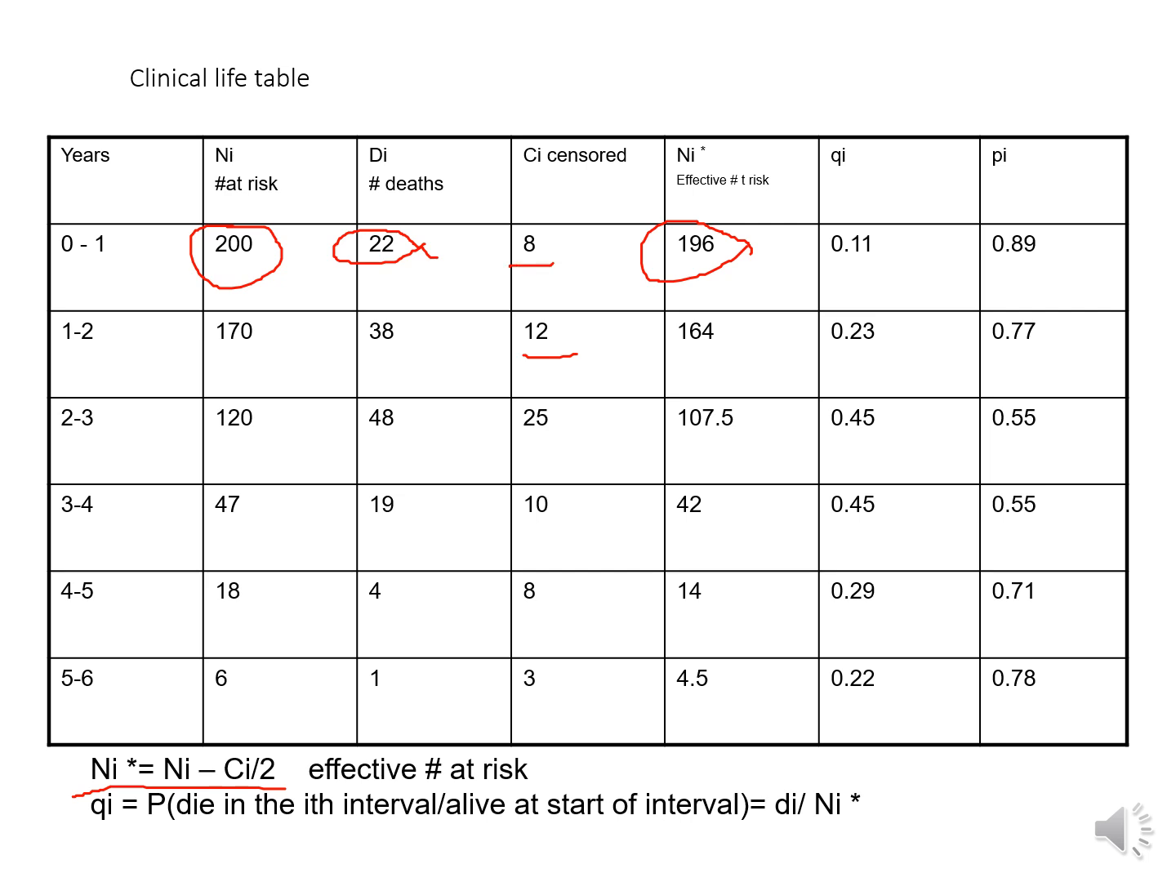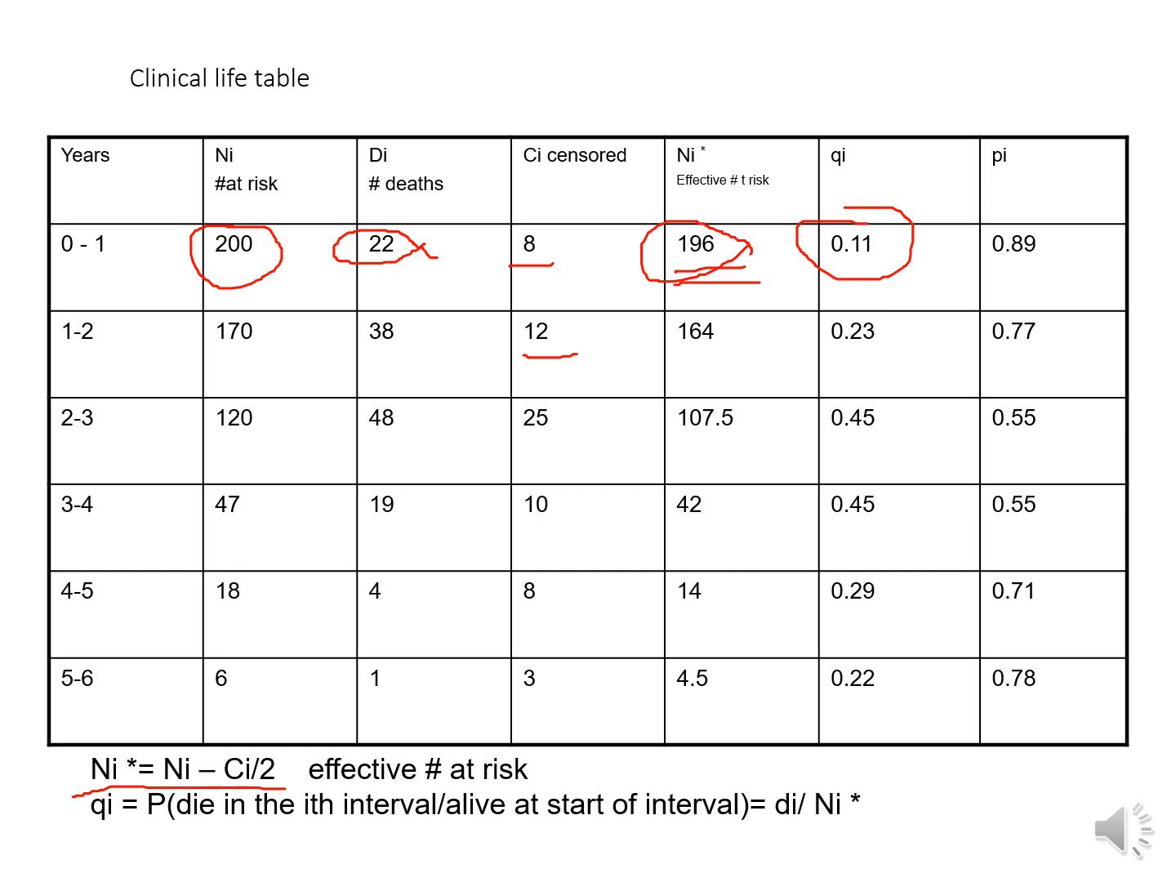It will be 200 minus half the 8. So 200 minus half the 8 is 4, so therefore 196. And therefore the probability of dying is 22 over 196, and the probability of surviving is 196 minus 22 over 196. So we're always considering the effective number at risk.